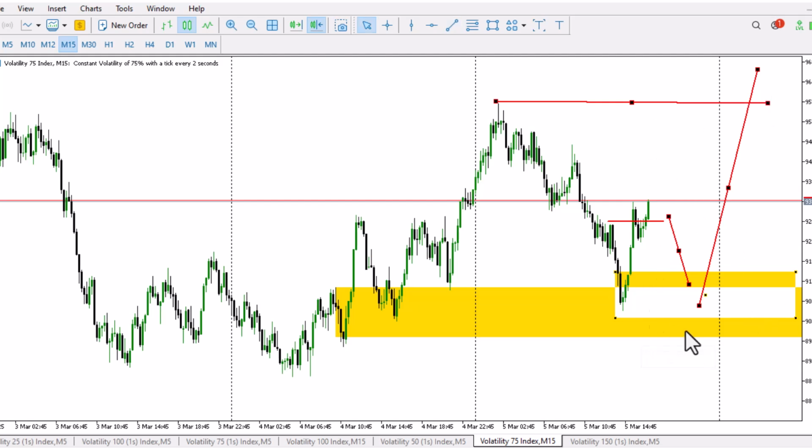And if you are on your charts when this happens, feel free to click that buy button and trade.